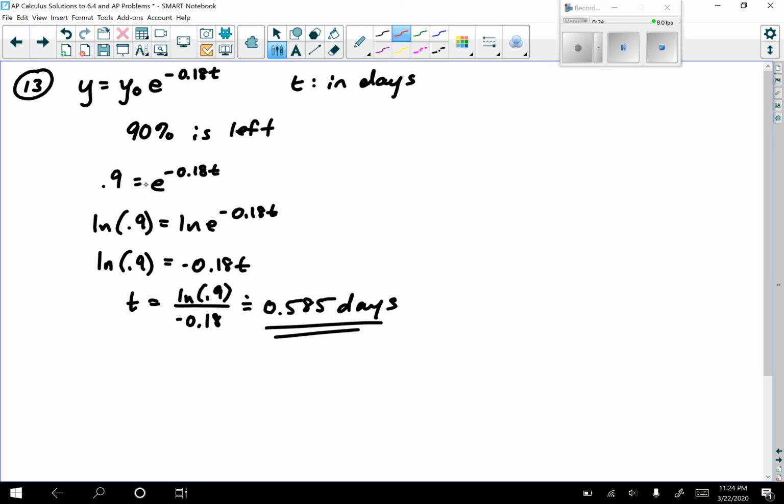So 90% is left. So all I have to do is set the expression equal to 0.9, because if our final amount is 90% of our initial amount, we could just jump straight to this. So then we take the natural log of each side, solving for t, natural log of 0.9 divided by negative 0.18, giving us approximately 0.585 days.